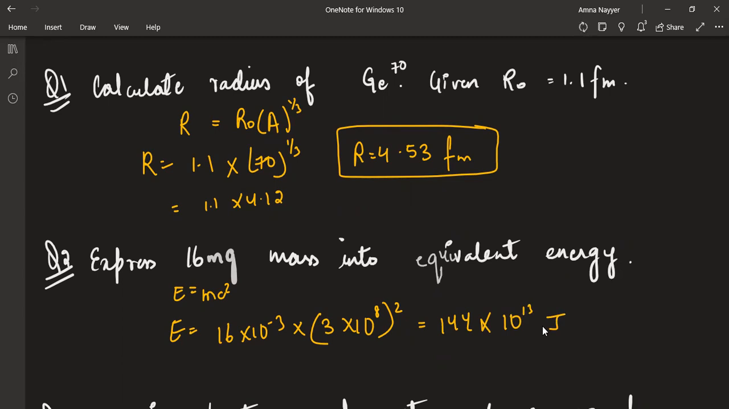Note down these two questions, then I'll discuss some more questions. So there are only 2 topics. One is this, that includes nuclear size and density. The other one is mass effect.